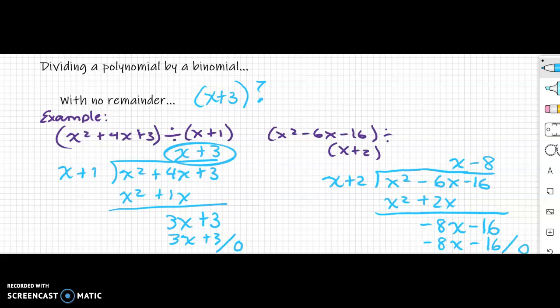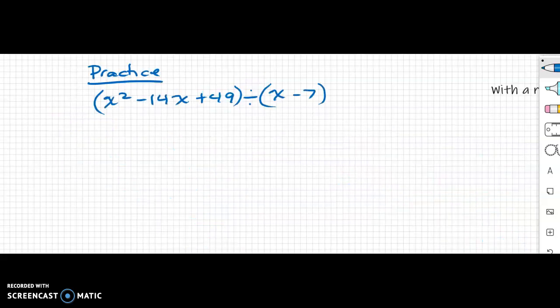So the trickiest part is lining everything up. But hopefully after a couple examples here, you can see how that works. So now I'm going to give you a practice problem. So here's your practice problem, and as soon as you're done, you can unpause the video and check your work.